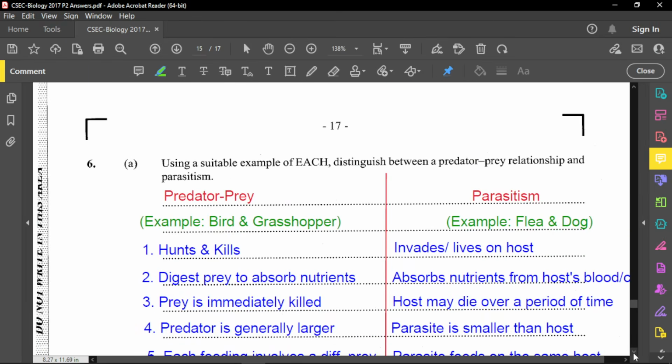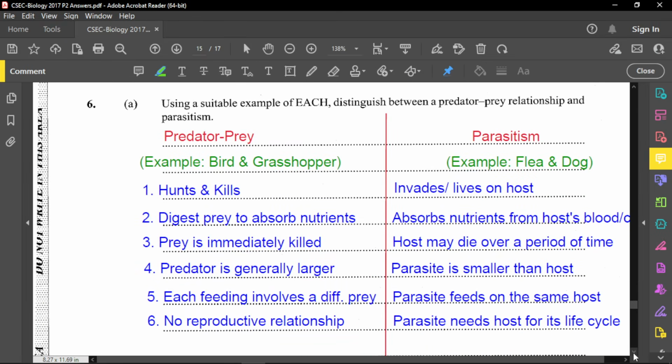Now, our final question, and we are almost there. Using a suitable example of each, distinguish between predator-prey relationship and parasitism. Now, here, predator-prey versus parasitism, very important here. Just an example I'm going to use is bird and grasshopper. Bird is a predator, grasshopper is a prey. An example here would be flea and dog. Flea is the parasite and dog is the host.